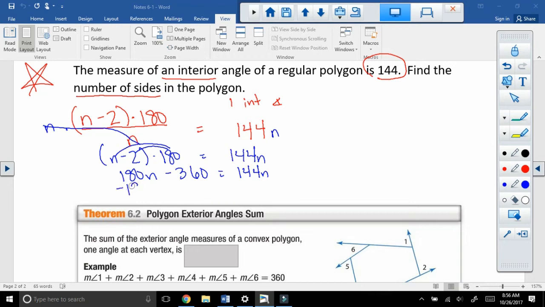And I can go through and get my like terms together. So subtract 180n from each side. So negative 360 equals, that's going to be negative 36n. And then I can divide each side by negative 36. So n, the number of sides, equals 10. To find the number of sides in this polygon, well, this would be a decagon. It would have 10 sides.